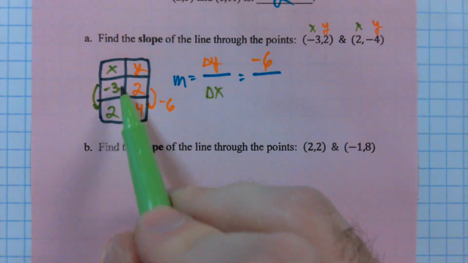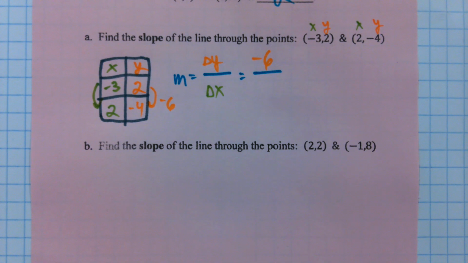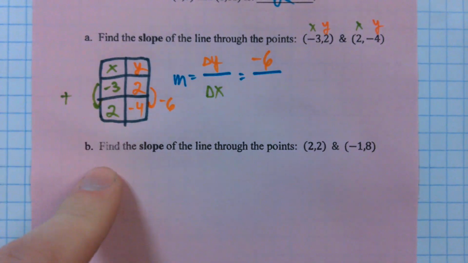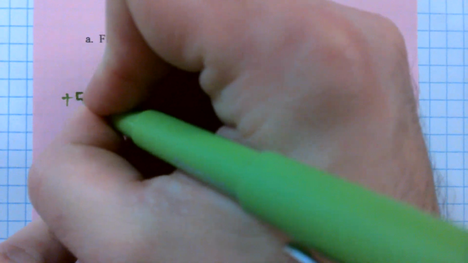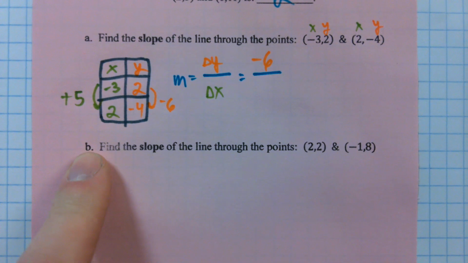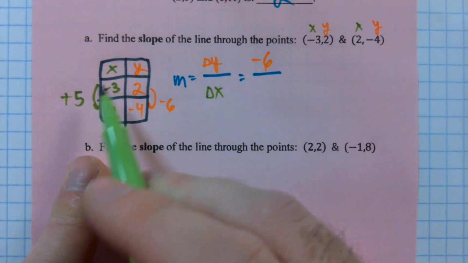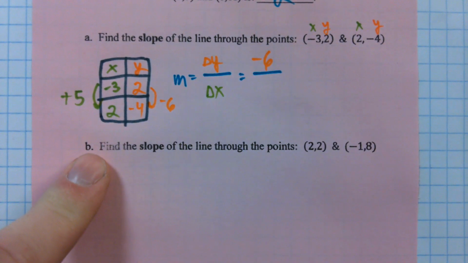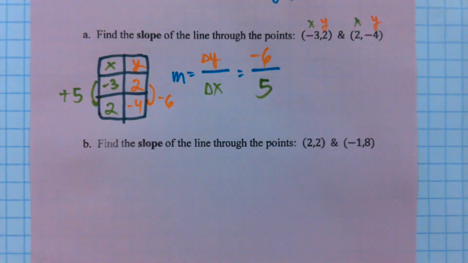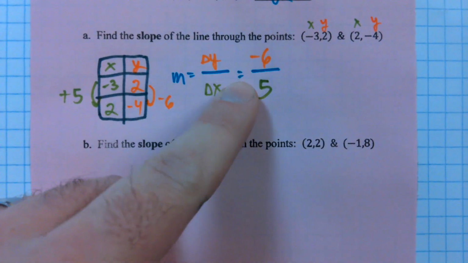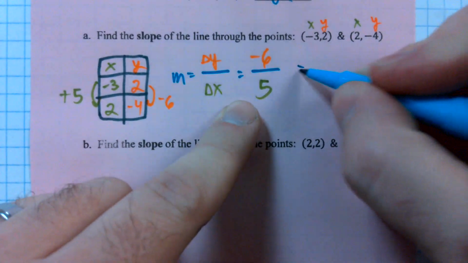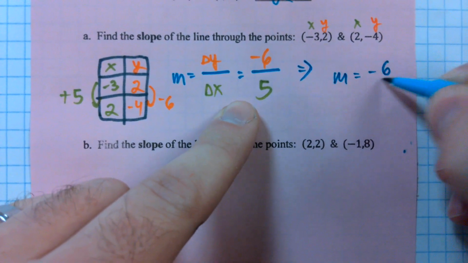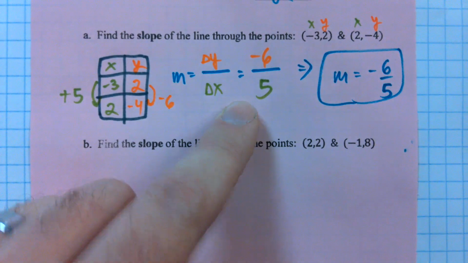Now for my x, I'm going from a negative to a positive. That means I'm getting bigger, so I know this is a plus. From -3 to 2, plus 5. From -3 to +2, on the number line, there's 5 spaces. That's going to be my denominator. Now 6 over 5, can I simplify that at all? No, right? But what's a negative over a positive? A negative. So my slope here is -6 over 5.